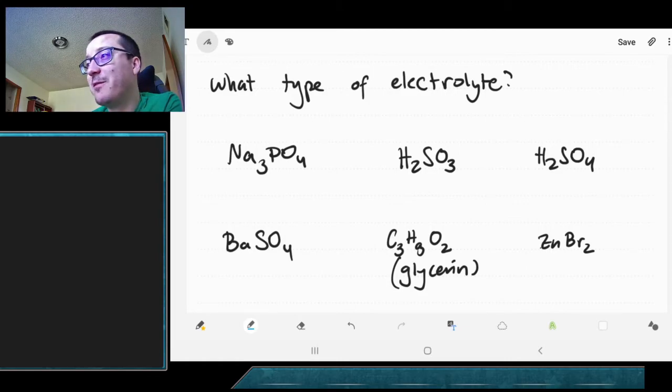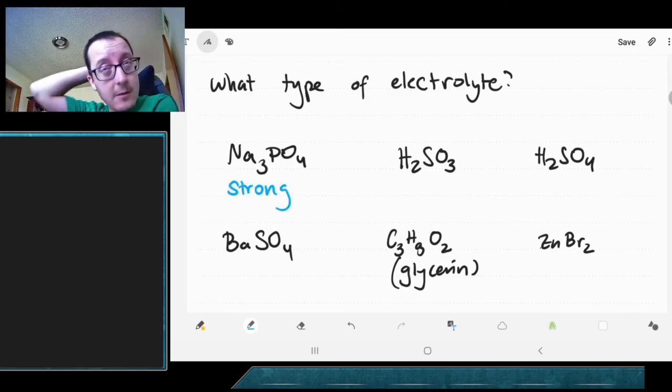So if we look at sodium phosphate, that's an ionic compound, right? It's got metals in it. It's an ionic compound. We're expecting it to dissolve because it has sodium. If an ionic compound is soluble, it will always be a strong electrolyte. All ionic compounds that are soluble are strong electrolytes.